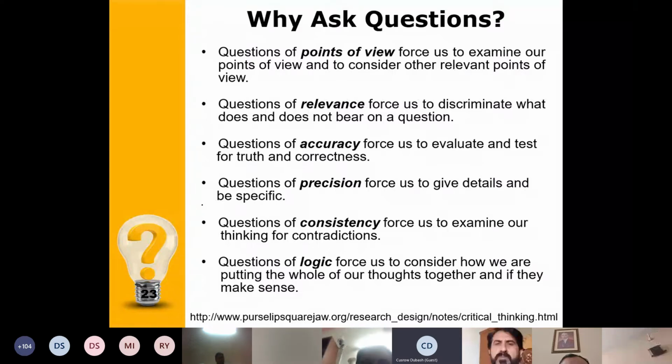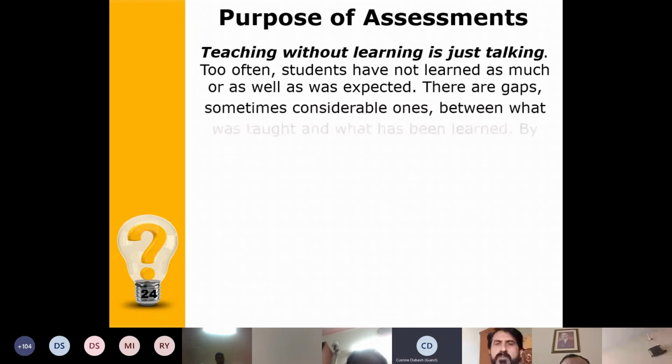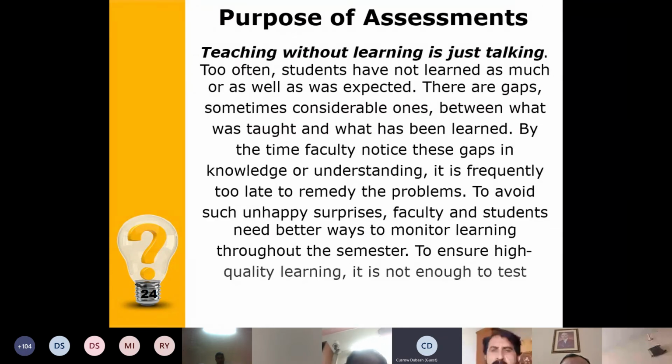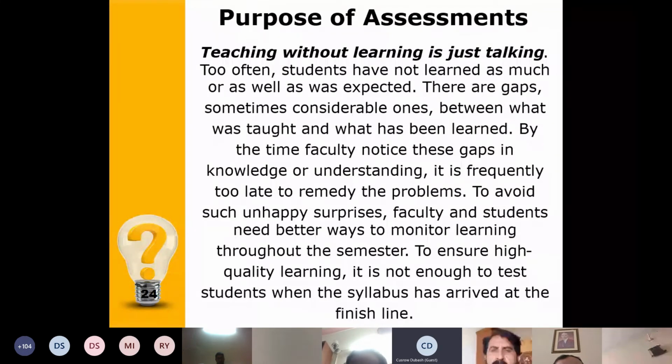Purpose of assessments क्या है? Teaching without learning is just talking. जब आप पढ़ा रहे हैं और बच्चा सीख कुछ नहीं रहा तो आप बातचीत कर रहे हैं और कुछ भी नहीं हो रहा. And the last sentence here, to ensure high quality learning, it is not enough to test students when the syllabus has arrived at the finish line. Term khatam ho raha hai, exam aa rahe hain, test aa raha hai, to questions have to be ongoing. That is quality of learning.